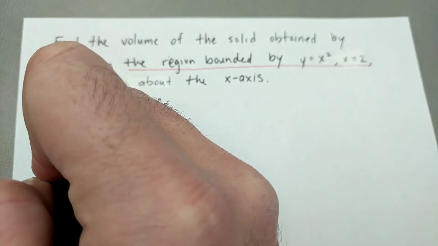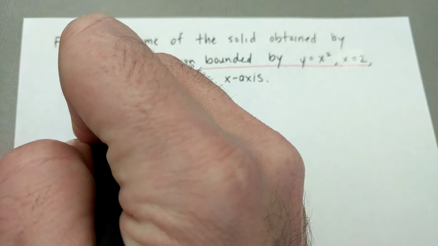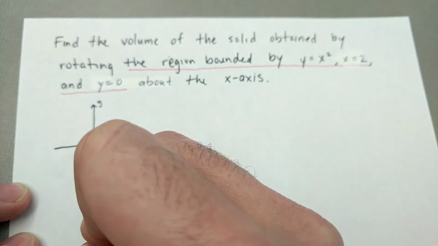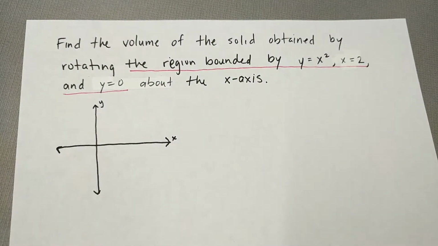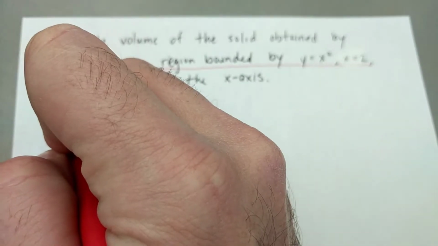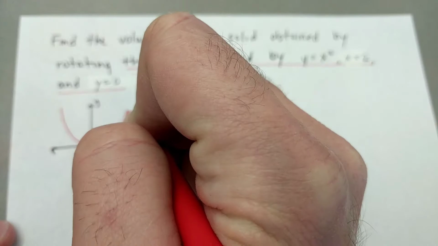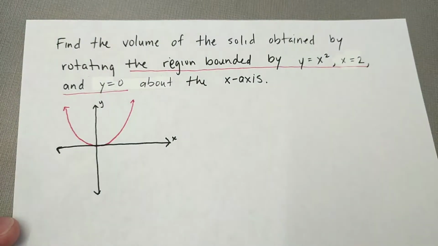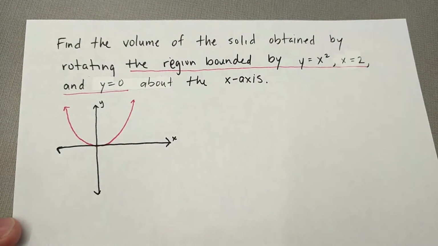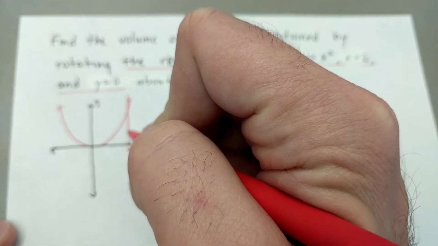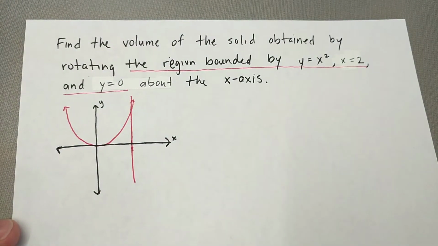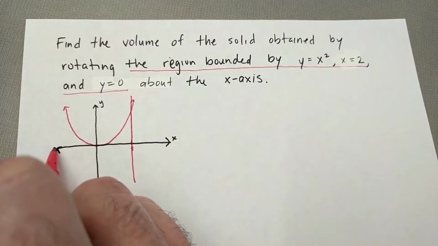So let's graph that and see what that looks like. I'll draw my coordinate plane real quick. So here we go. y equals x squared, that's a parabola, like so. x equals 2, that's a vertical line out here. That's 2, so draw that, like so. And y equals 0, well, that's just the x-axis, like so.